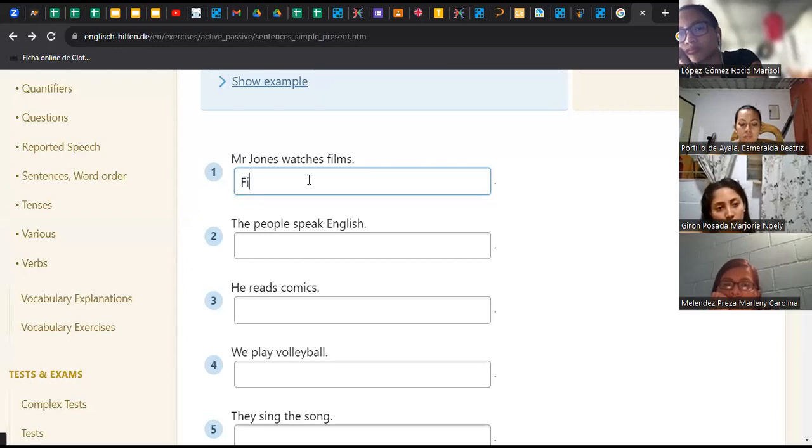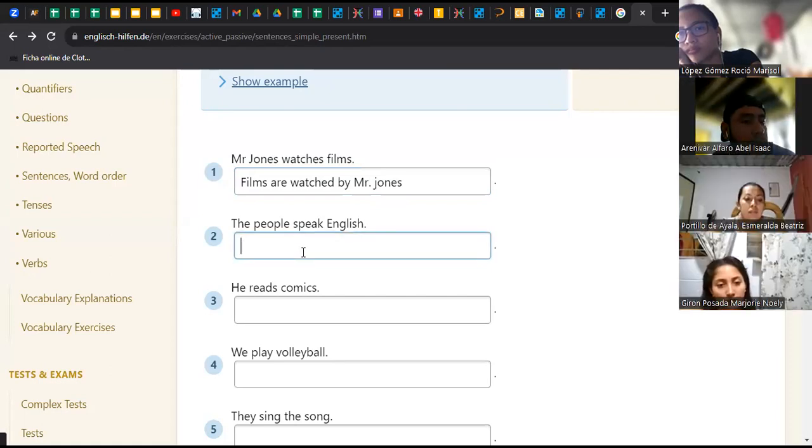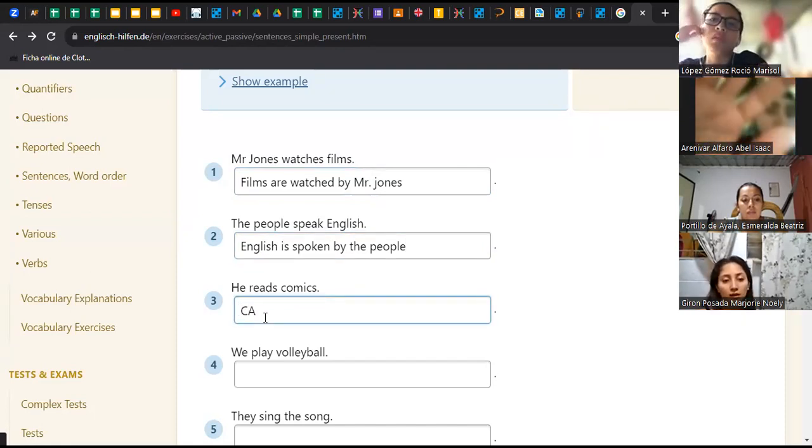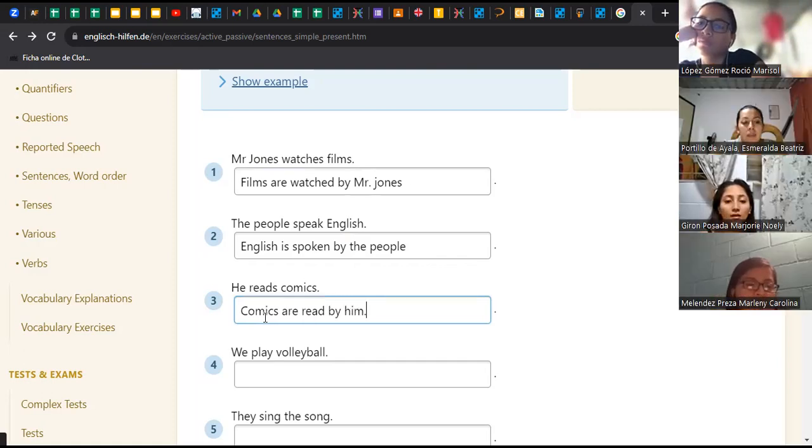Okay, so we said films are watched by Mr. Jones. Very good. What about number 2? The people speak English. English is spoken. If you want to include by the people, we're going to do it by the people, okay? But you see that you can omit it and you can add it. Got it? He reads comics. Comics are read by him. But you know that we can omit by him, right? We can include it or omit it.